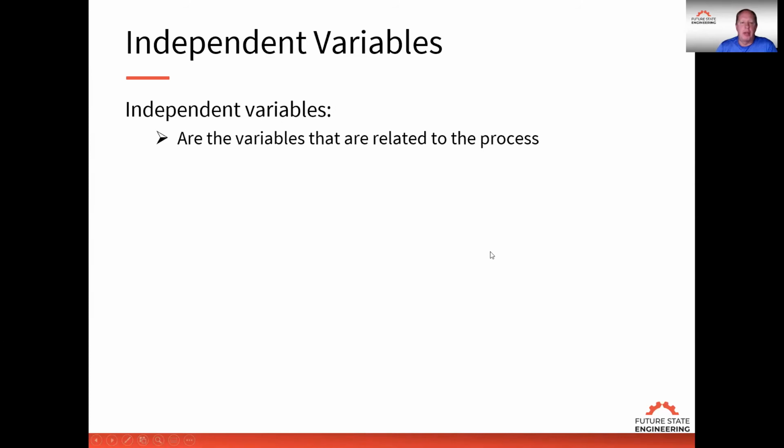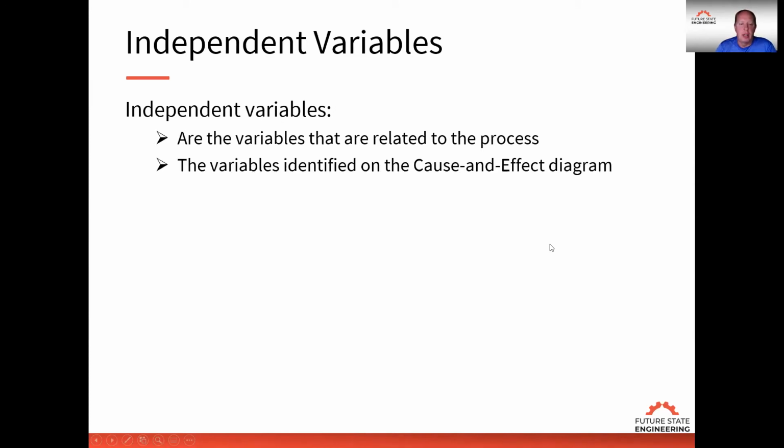Then we have the independent variables. These are the variables that are related to the process itself. If you're doing a cause and effect diagram on a system or a process, it's typically the things you're going to identify in the process that cause the customer not to be satisfied or the process not to be in control. So these are things that are changeable in the process itself.